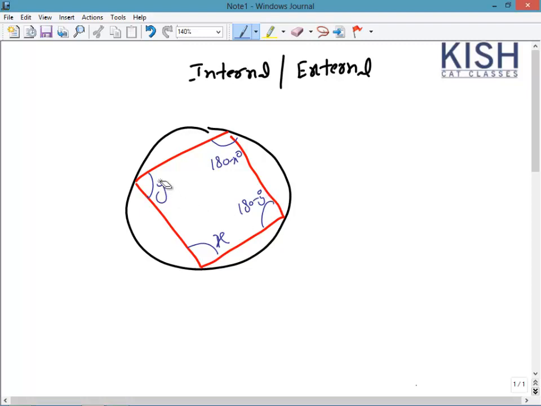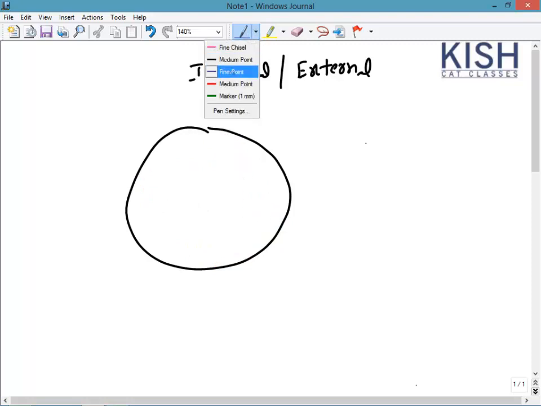I'll just prove it by taking the same thing that I have discussed. This is also popularly known as, in a cyclic quadrilateral, the sum of the opposite angles is equal to 180 degrees. Let me prove this one. I have drawn two lines here.